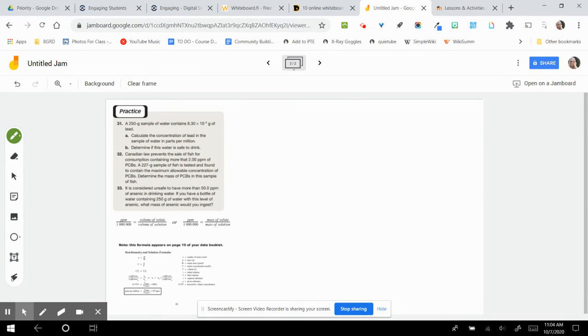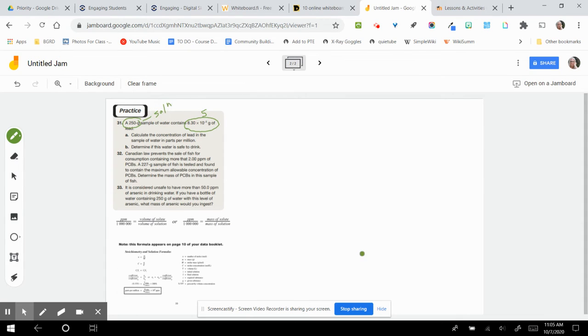Right, we're going to work through some of the practice questions together here. So practice question 31, we have a 250 gram sample of water that contains 8.30 times 10 to the negative 3 grams of lead. So this would be our solute, and this would be our main solution, right? Okay, so we have to calculate the concentration of lead in the sample in parts per million.